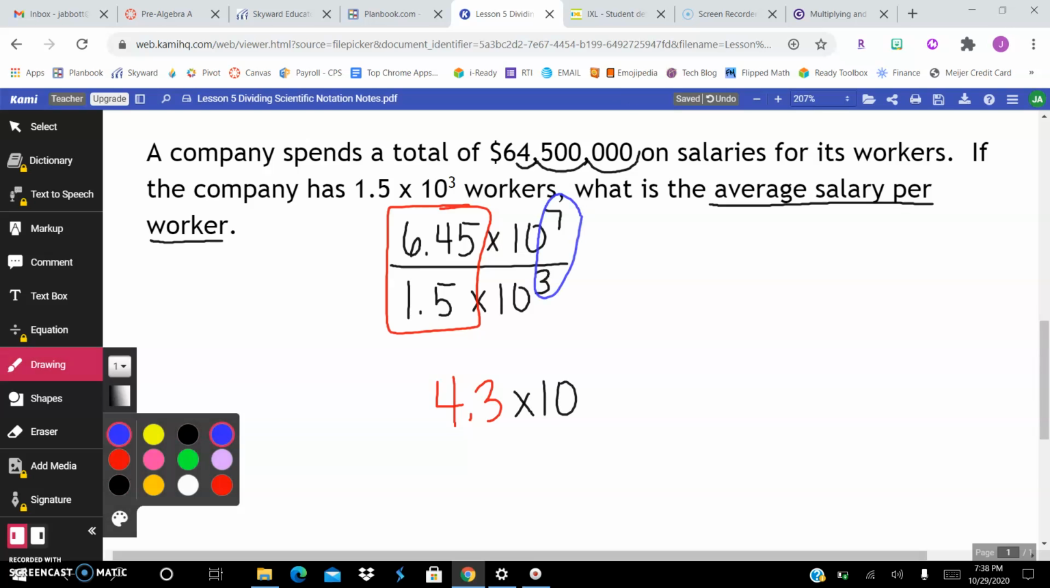And we're going to subtract the exponents. 7 minus 3 would be 4. And if we take that decimal and we move it over 4 places, that's 1 place, 2 places, 3 places, 4 places. So the average salary per worker is $43,000.